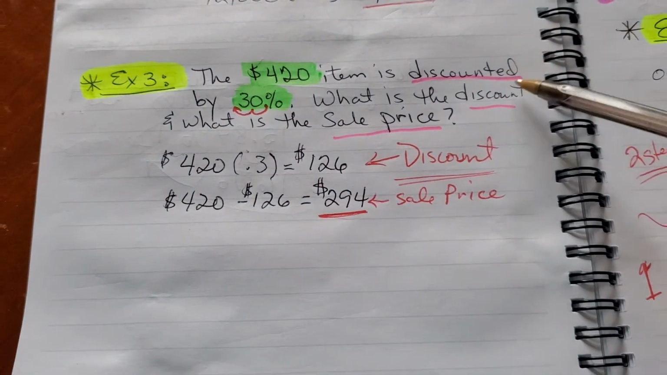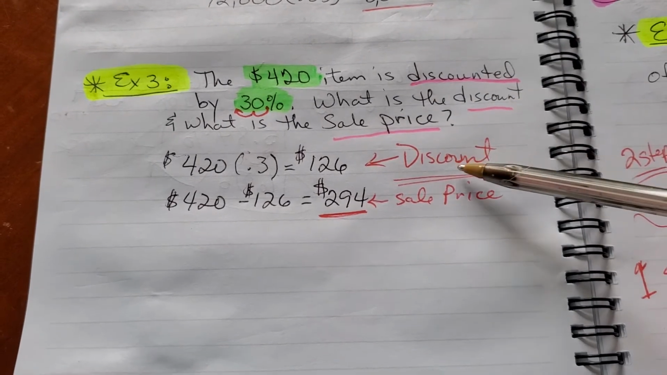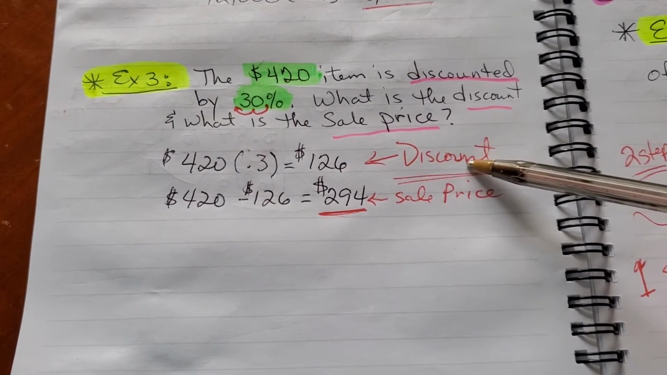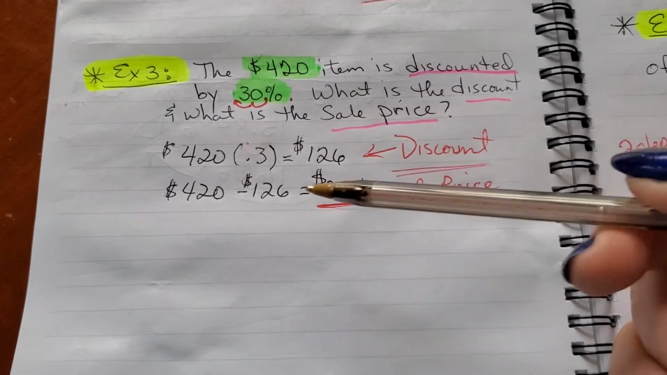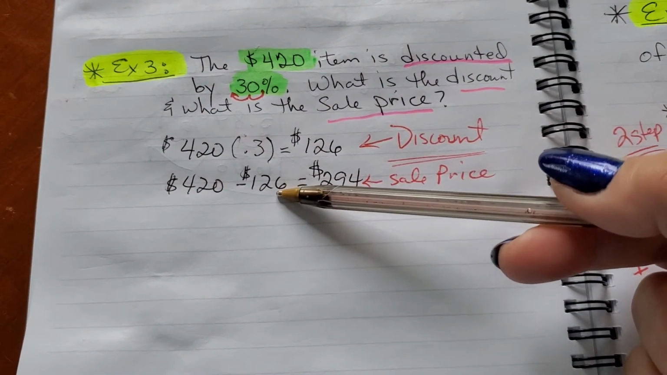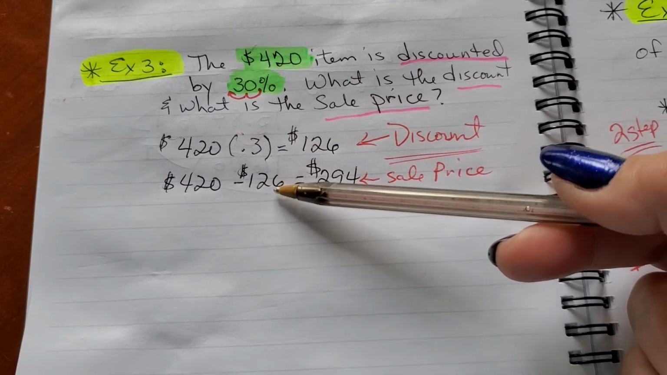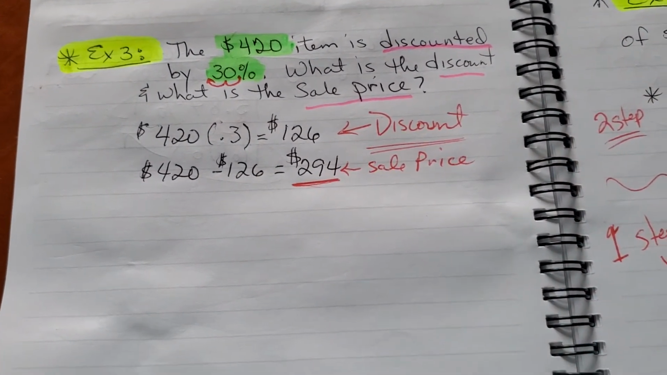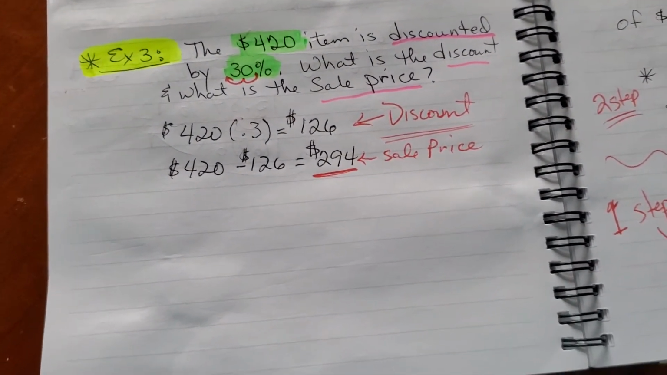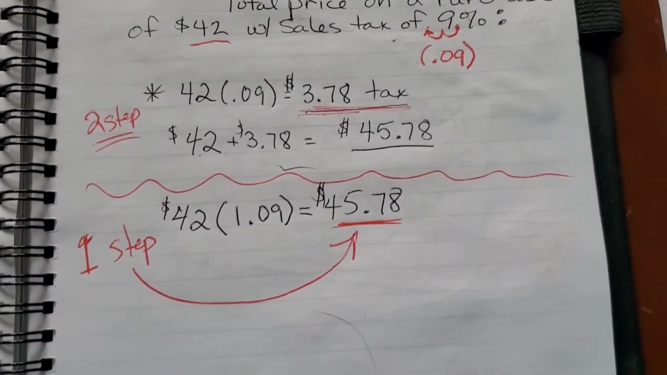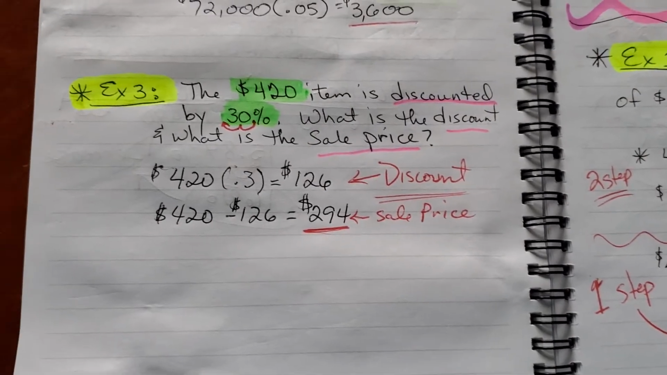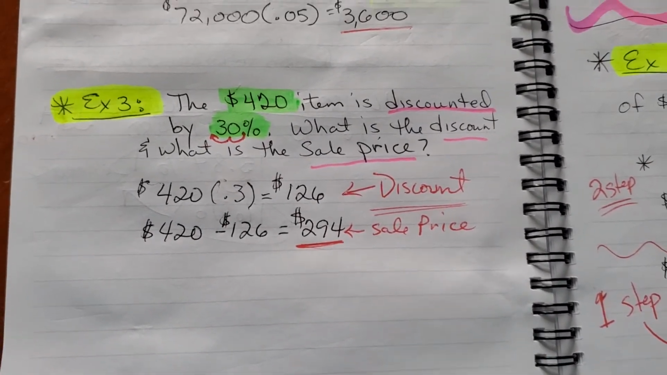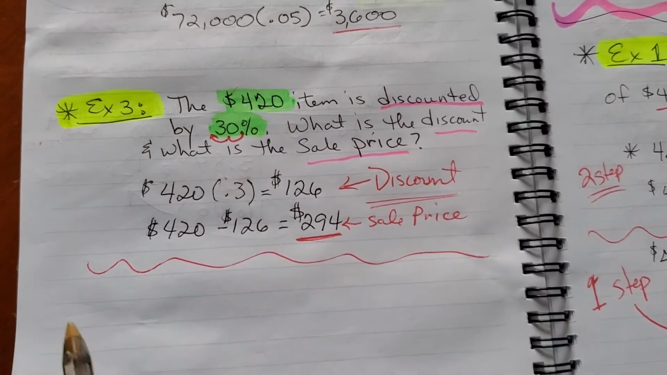Okay, so what did we do? We found the discount, which they asked us to do by taking the percentage of the total. So that was our discounted amount. And then we found the sale price by taking the original amount minus the discounted amount that we figured out. And that gets us our total sales price. Now, like the tax problem, the discount problem we can do in one step as well.